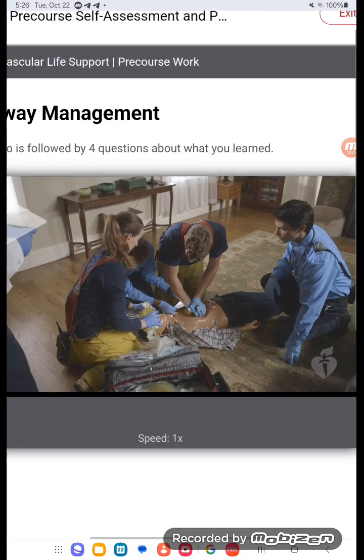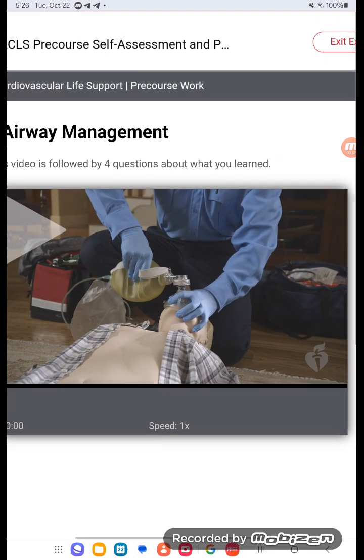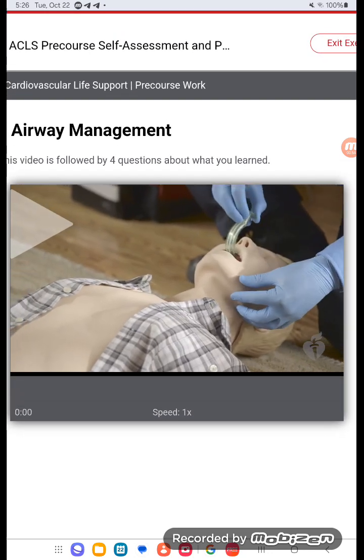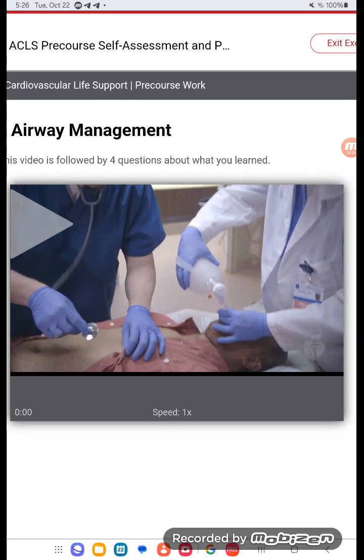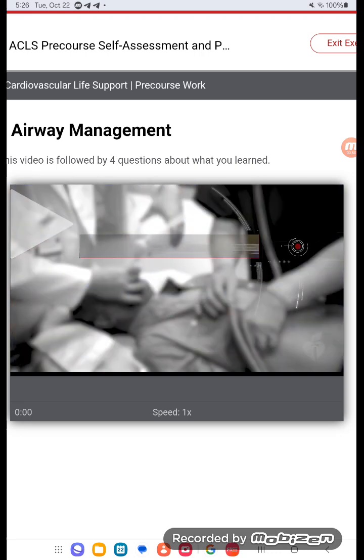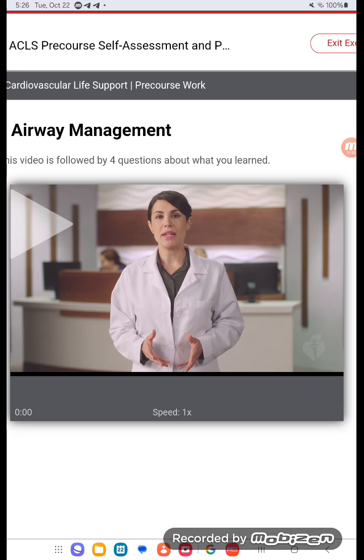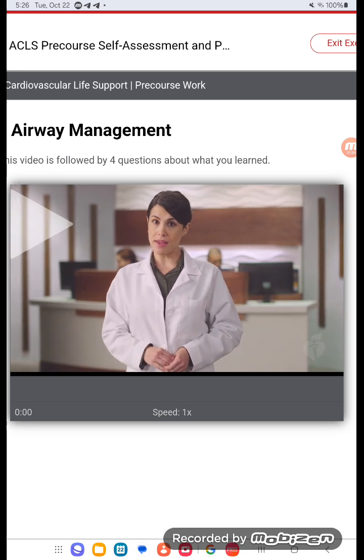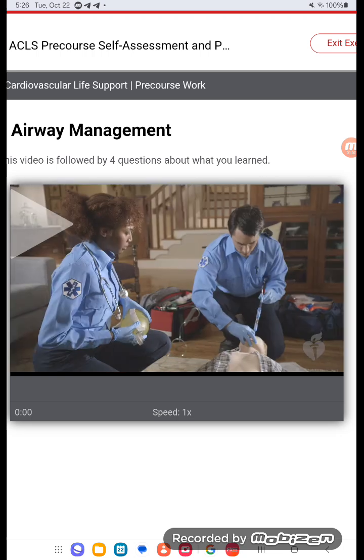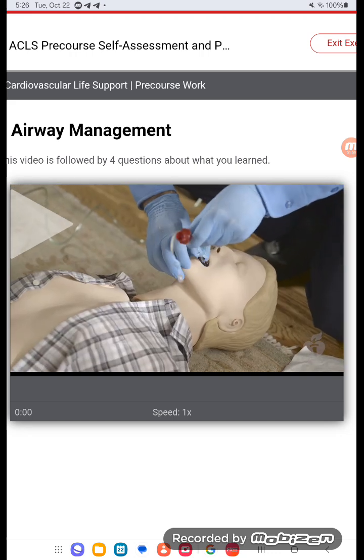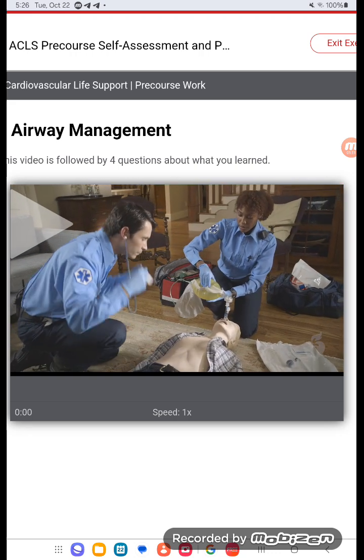Managing a patient's airway is a fundamental life-saving skill, one that both basic and advanced healthcare providers should be able to perform well. Airway management is one of the key interventions for BLS and ACLS. It is critical before, during, and after cardiac arrest.